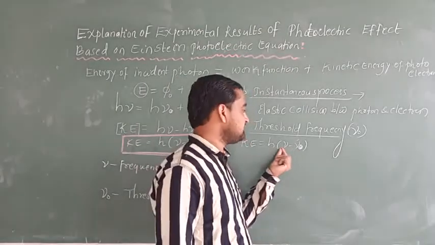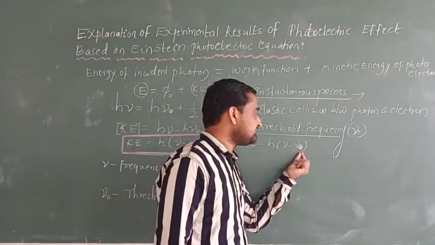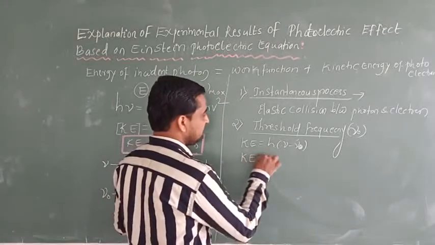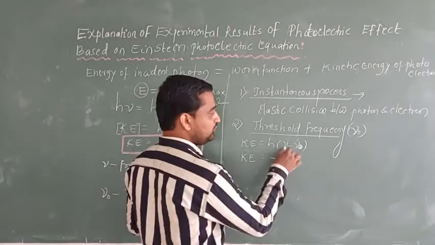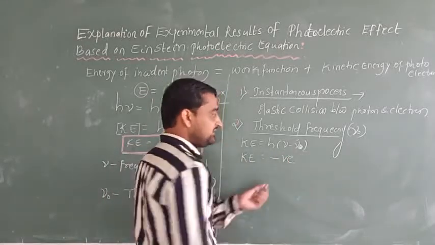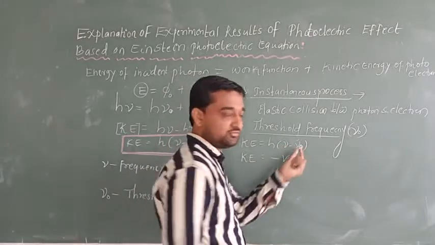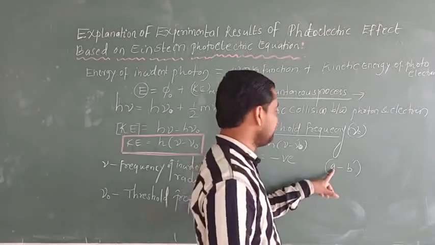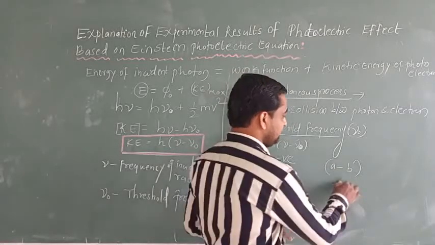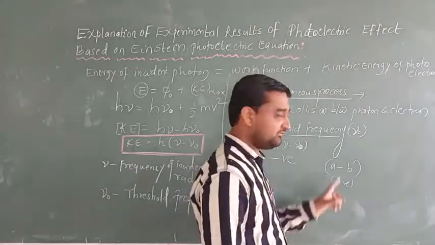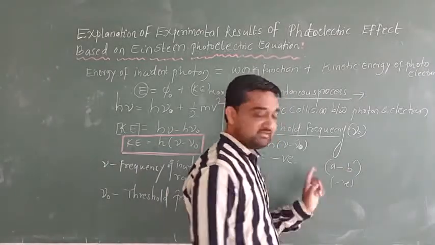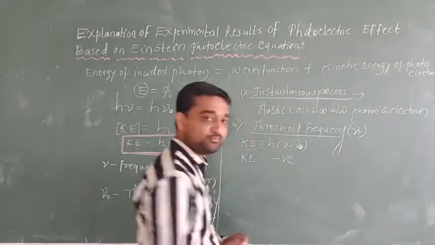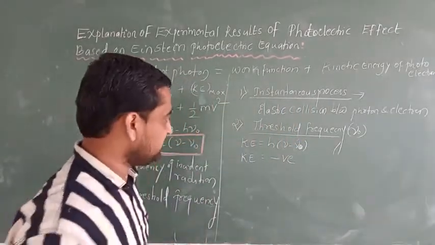If the frequency of incident radiation is less than the threshold frequency, then you will get the kinetic energy as negative. That time, nu is less than nu naught. So we have the bracket here, right? A minus B. If A is less than B, then you will get a negative term. So that's why the total kinetic energy becomes negative.